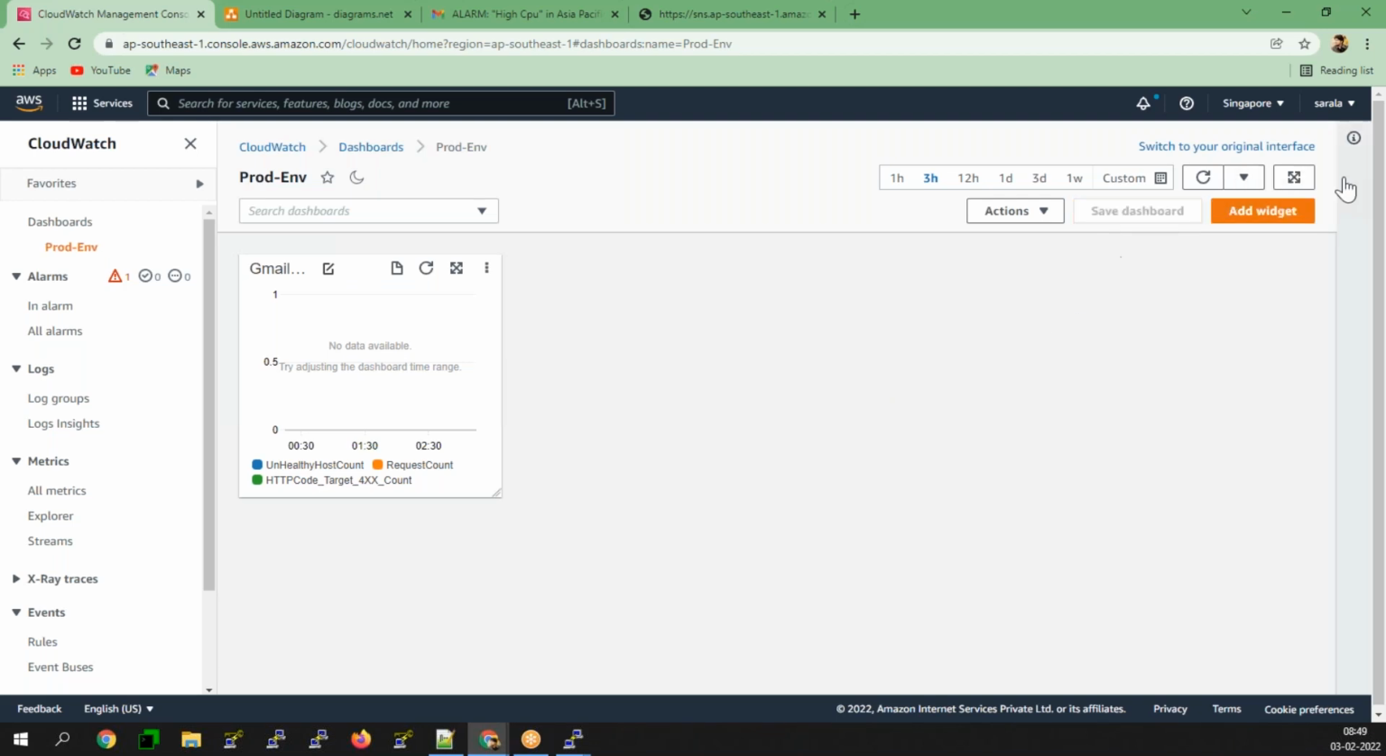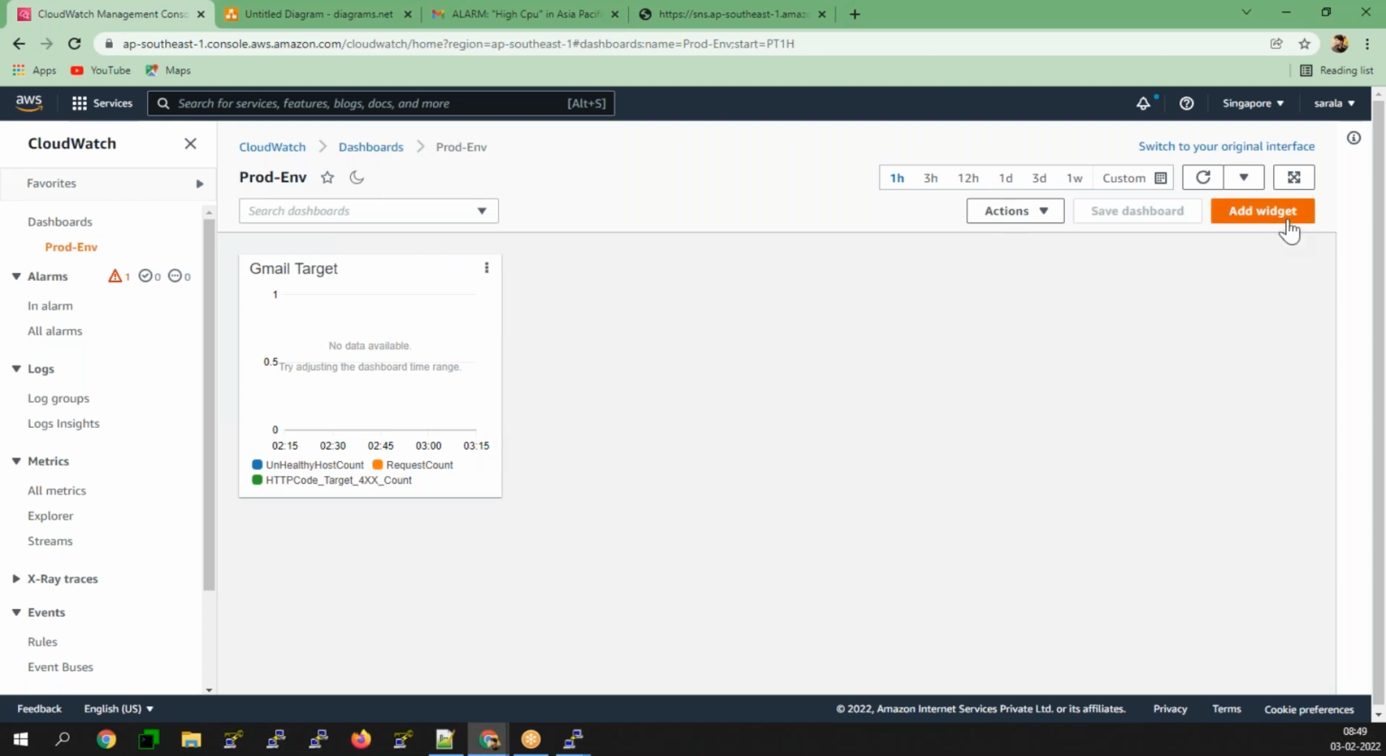So this is for my respective target group for the load balancer. Am I clear on this? This is the dashboard I'm going to create. I will get the respective metrics here for every 1 hour. Am I clear on what I'm trying to do here? This is how you need to create a dashboard in a real-time environment.